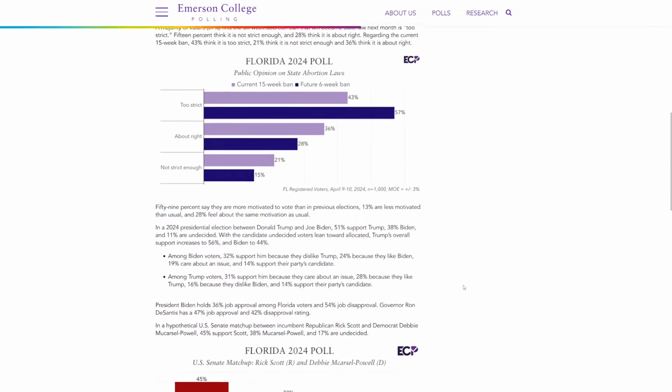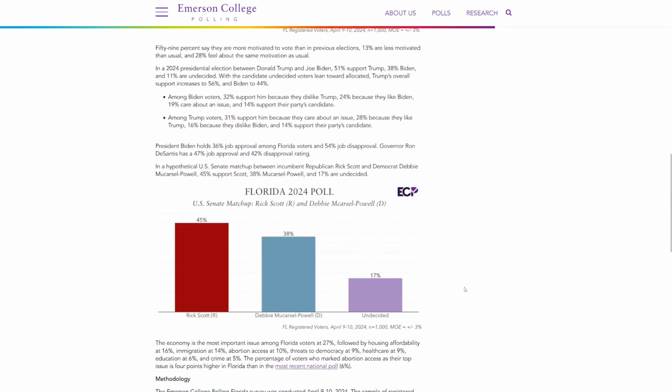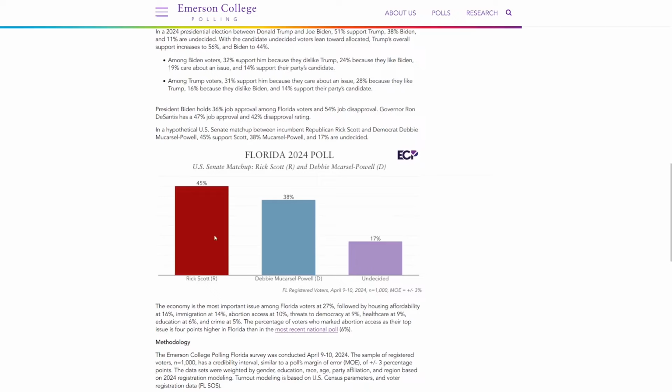And finally, we've got a U.S. Senate matchup. The likely candidates right now are Rick Scott for the Republicans and Debbie Mucarsel-Powell for the Democrats. Rick Scott is going for a second term. And in this matchup, he gets 45%. Mucarsel-Powell is at 38. Still 17% undecided. That's a good chunk.